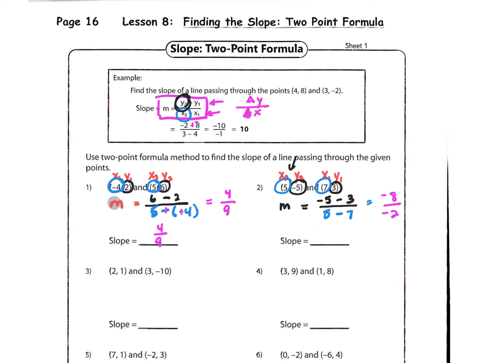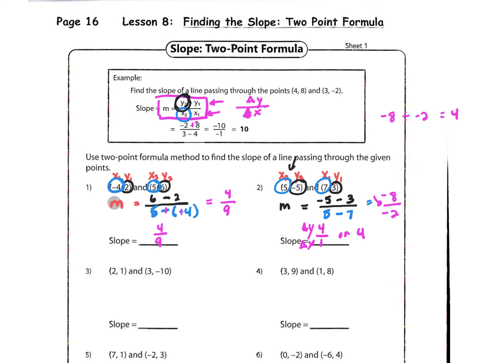So -5 minus 3 is going to give me -8, and 5 minus 7 is going to give me -2. And again, if we think about this being division, -8 divided by -2 is going to leave us with a positive 4. And I can either write that as 4/1 if I want to keep my change in y over my change in x, or I could write it as 4. Slope is 4.